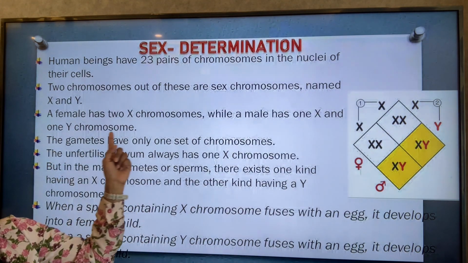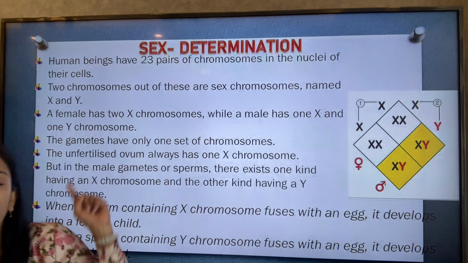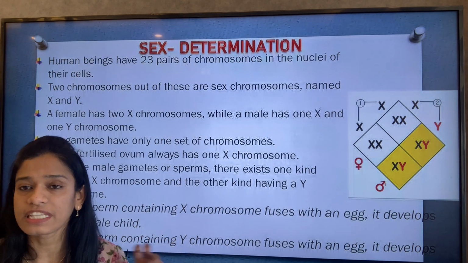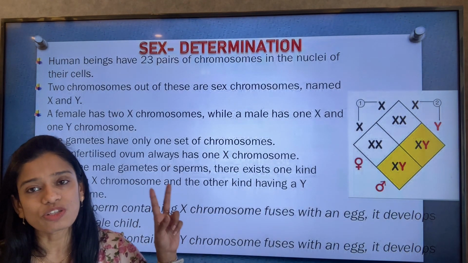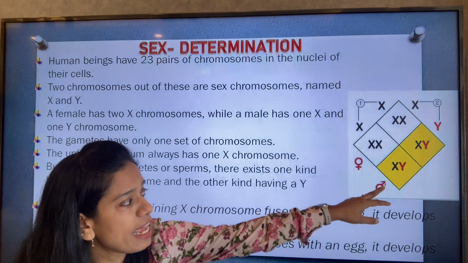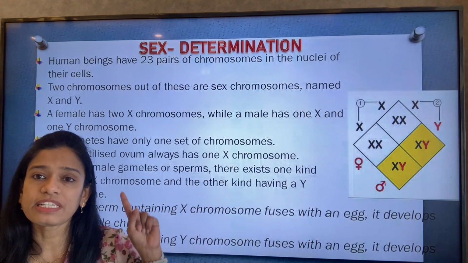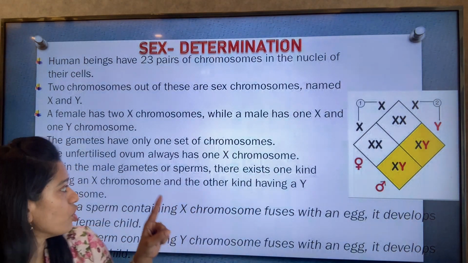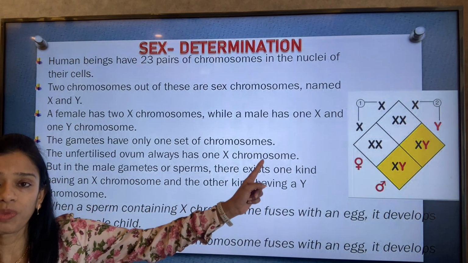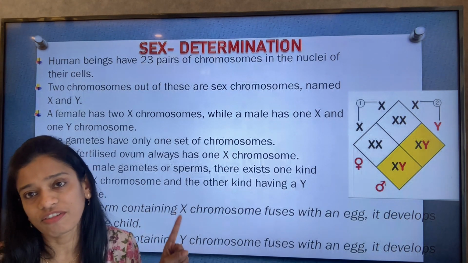So a female has two X chromosomes, while a male has one X and one Y chromosome. Here is the difference. In males it is one X and one Y, and in females it is one X and the other is also X. Gametes have only one set of chromosomes, so we should remember that gametes have only one sex chromosome.